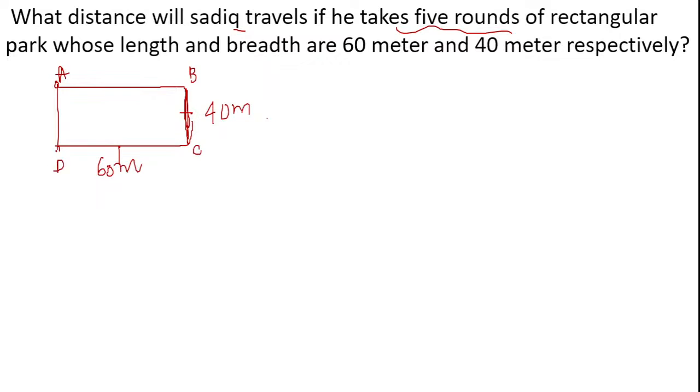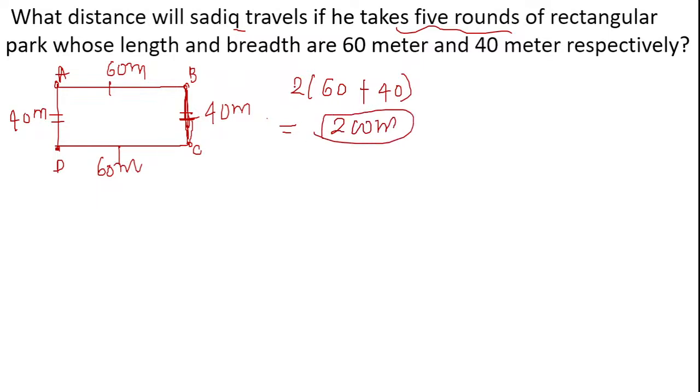As we have already discussed, opposite sides of a rectangle are equal. This is 60 meters, so this is also going to be 60. This is 40, so this is also going to be 40 meters. So if he travels one round, he travels first 60 meters and then 40 meters, then again 60, then 40. It means twice of 60 plus twice of 40 is the perimeter. So twice of 60 plus 40 is the perimeter, which gives us 200 meters. Am I right? 2 into 100 gives us 200 meters. So for one round he is traveling 200 meters.